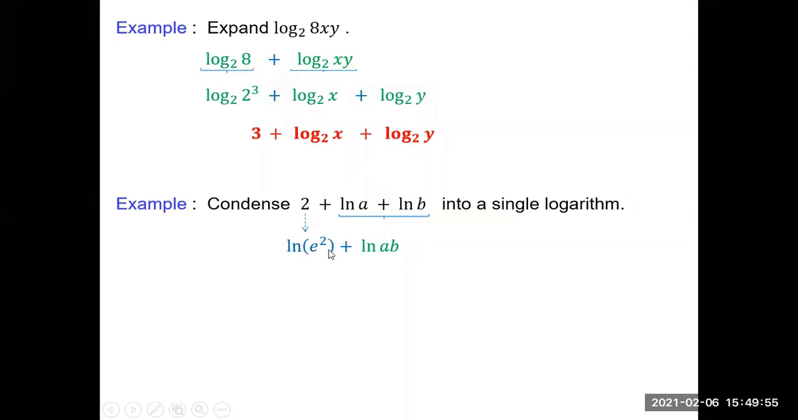But now that it's a logarithm being added to another logarithm, I can combine them by the product property to get the natural log of e squared times AB. So this demonstrates how we can apply the product property in order to expand and condense logarithms. But this isn't the only property.